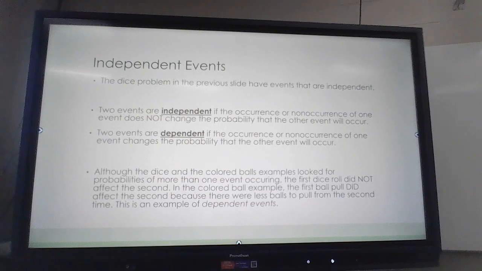So although the dice and colored ball examples look for probabilities of more than one event occurring, the first dice roll didn't affect the second. But that wasn't the case in the colored ball example, because when you pull one ball out of the pile without replacing it, there are fewer balls to pull from, meaning that your sample space is a little bit smaller, affecting the probability of the second pull.